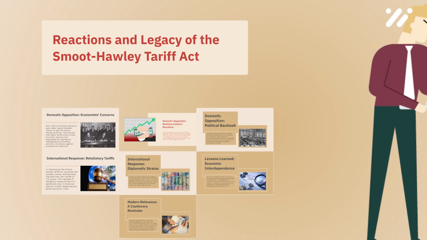Opposition was fierce. Over 1,000 economists signed an open letter urging President Herbert Hoover to veto the act, warning of its damaging effects on both domestic and international economies. Business leaders and exporters voiced their concerns, predicting severe retaliatory measures. Guess what? They were right. Retaliatory tariffs from Canada, France, and Germany severely strained international relations and reduced U.S. exports further.